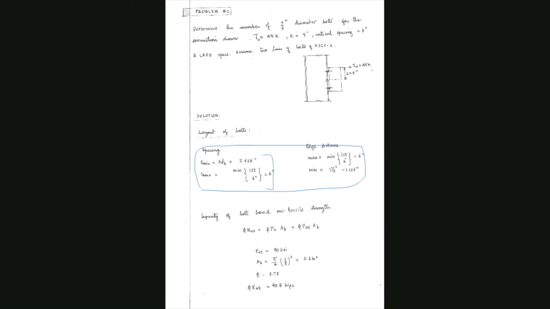Now the capacity of the bolt based on tensile strength: phi R n t is phi F n t A b. This is from the manual. F n t is taken from the same page that we showed earlier, I think page 16.120, where we found F n v. You find F n t as 90 ksi, plug in all the values, and you find the capacity of the bolt in tension as 40.5.